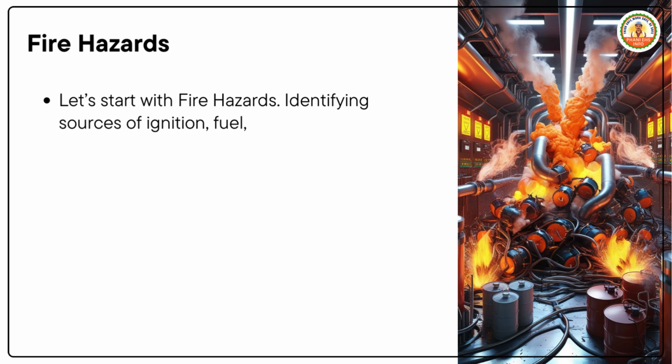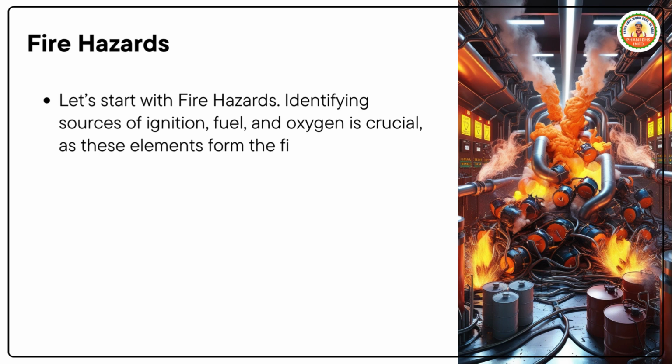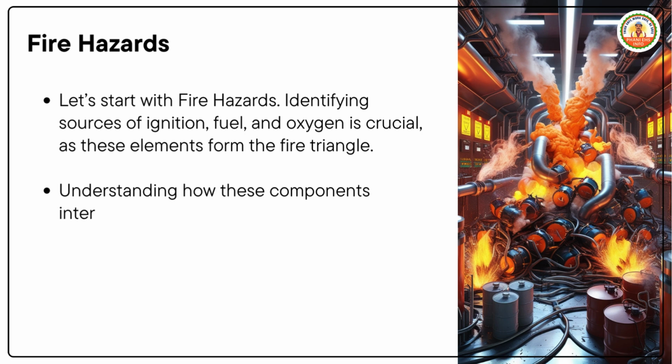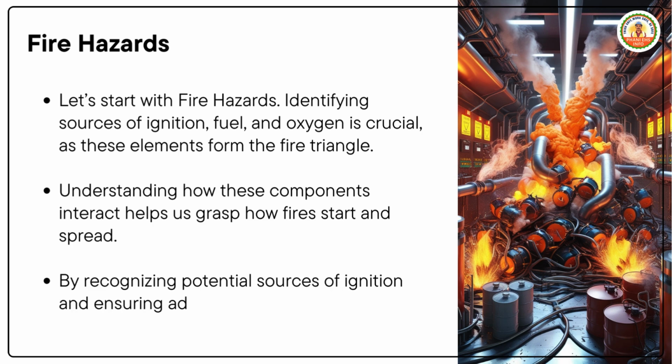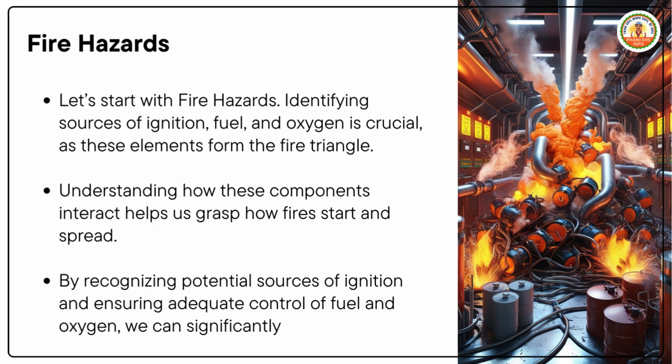Identifying sources of ignition, fuel, and oxygen is crucial as these elements form the fire triangle. Understanding how these components interact helps us grasp how fires start and spread. By recognizing potential sources of ignition and ensuring adequate control of fuel and oxygen, we can significantly reduce fire risks.